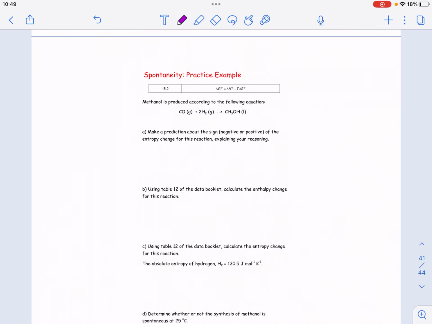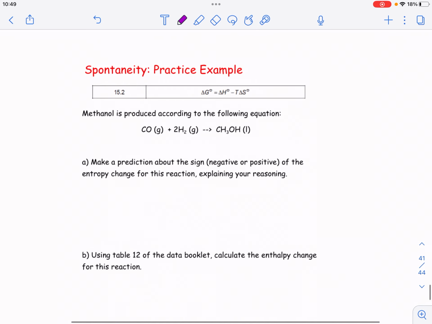Okay, so we're going to work through the practice question on page 41 here, just to look at how we're going to calculate all these different values, how we're going to calculate delta G, or calculate a temperature if we know the delta G. So first, we can make a prediction about the sign, negative or positive, of the entropy change for this reaction, explaining our reasoning.